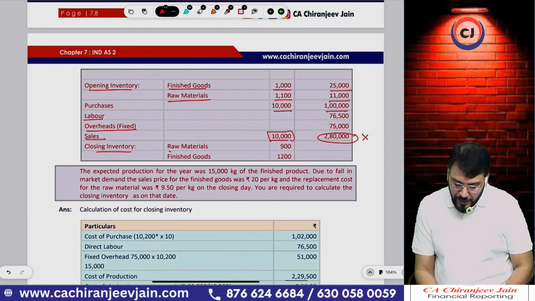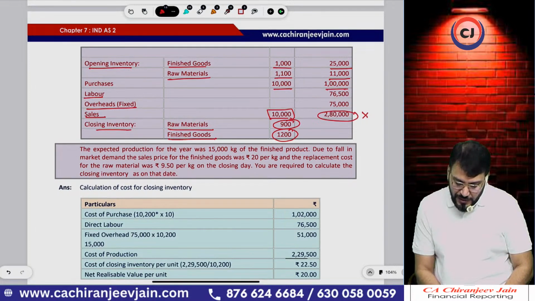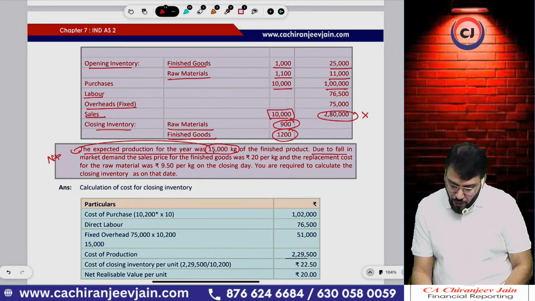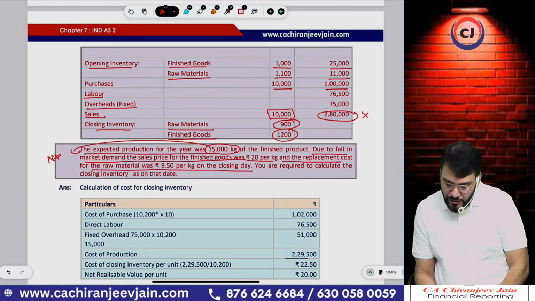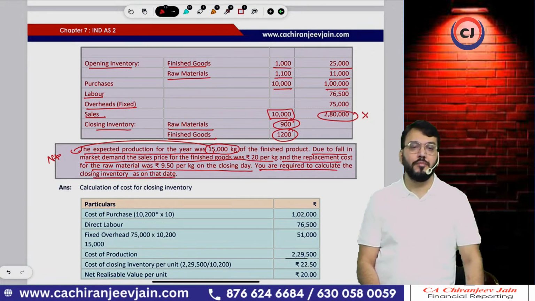Then closing inventory raw material units they have given. Finished goods units they have given. The expected production for the year was 15,000 kg. This becomes normal production. Due to fall in the market demand, the sale price of finished goods was 20 per kg. This becomes NRV of what? And the replacement cost for the raw material is 9.5 per kg on the closing date. You are required to calculate the closing inventory as on that date.